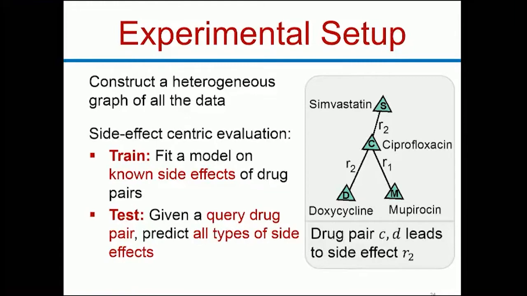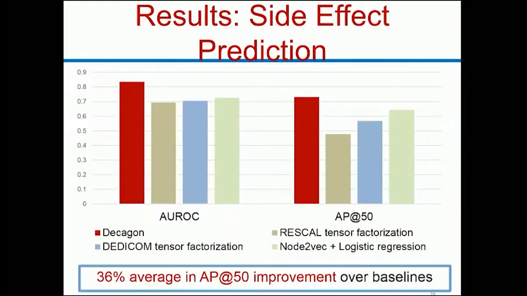The performance here is measured in terms of two metrics. In particular, area under the ROC curve and average precision at 50, where the top 50 predictions were looked at and the accuracy for those was considered.